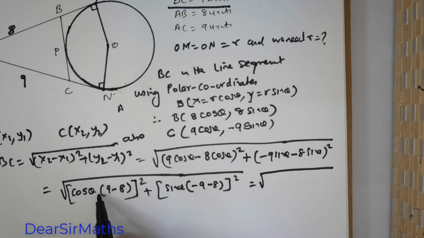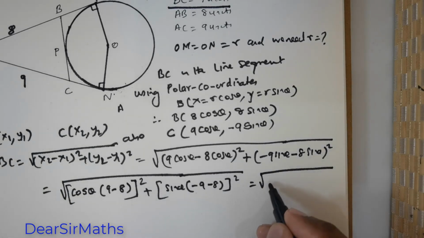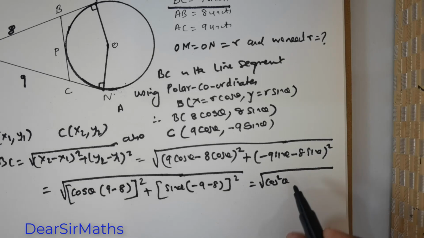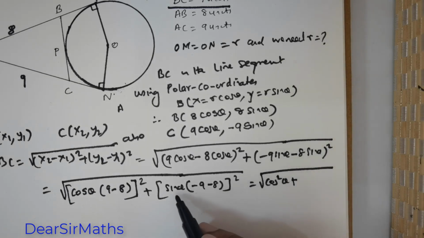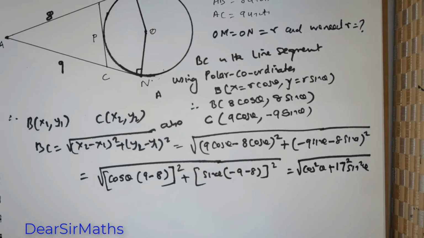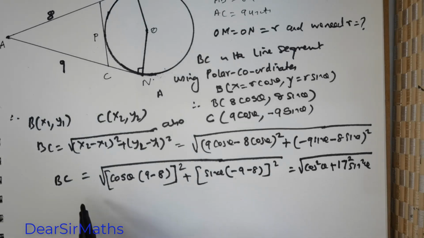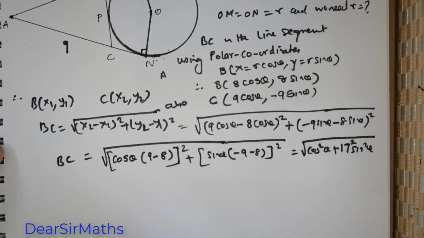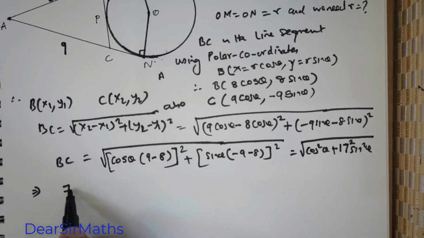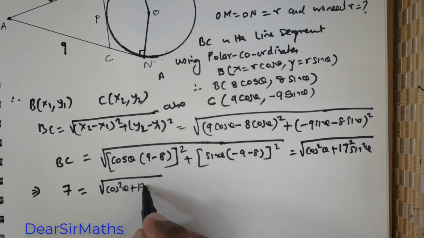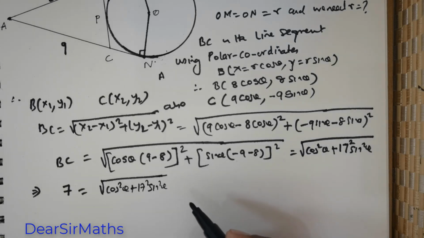So this is equal to root of 9 negative 8 is 1, cos theta raised to the power of 2 would give you cos square theta. Negative 9 negative 8 is negative 17. So that's going to be negative 17 squared with sine squared. Now what is BC? All these things is equal to BC. But BC is given to be what? 7 units. Substitute that. So this would mean my 7 units is equal to square root of cos square theta positive 17 squared sine square theta.